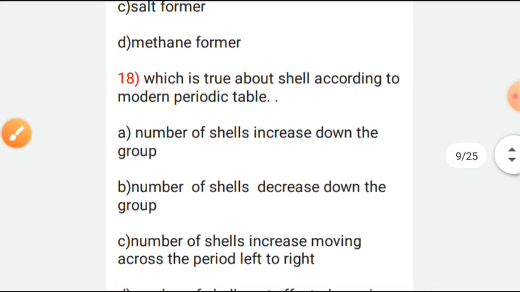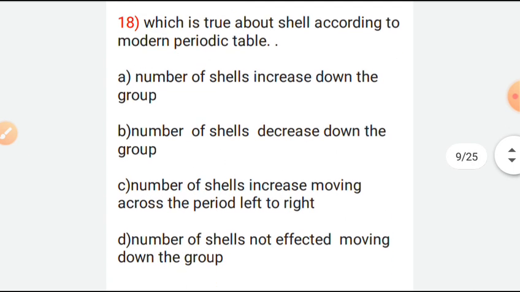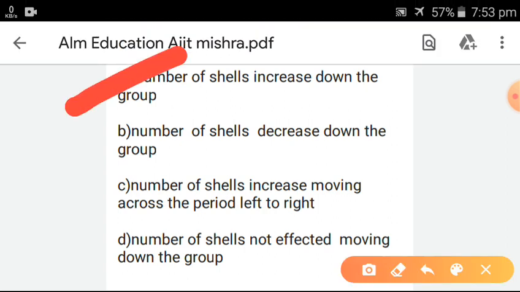Which is true about the shells according to the modern periodic table? Option A, number of shells increases down the group. Option B, number of shells decreases down the group. Option C, number of shells increases moving across the period left to right. And option D, number of shells is not affected moving down the group. The number of shells increases down the group. This is correct. When we move down the group, the number of shells increases. So the answer will be option A.